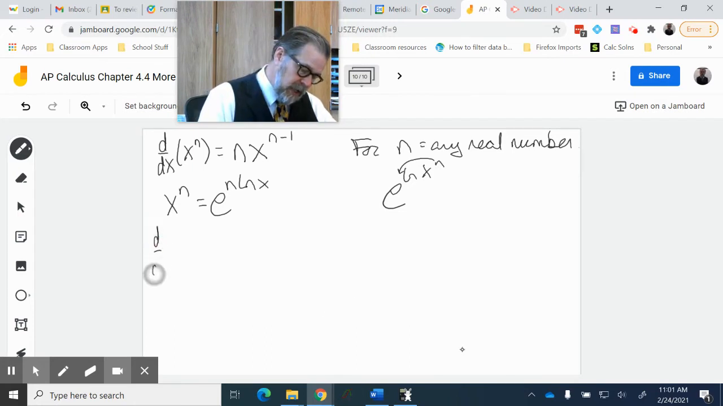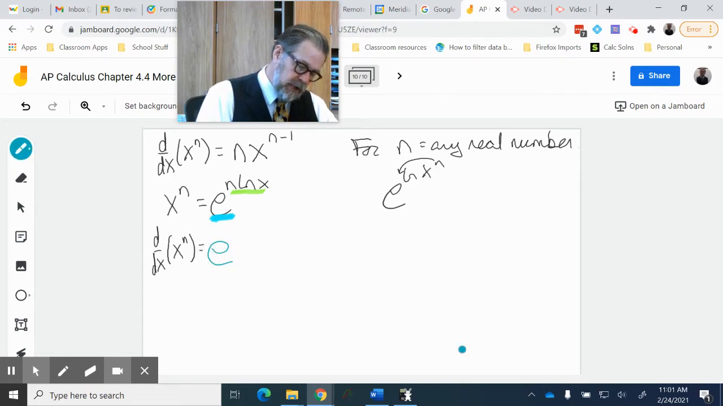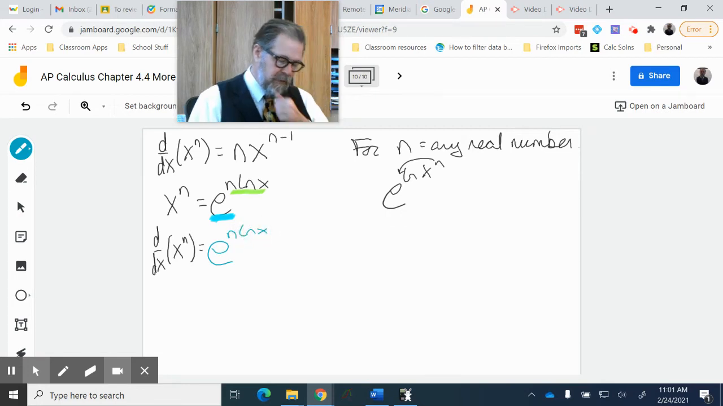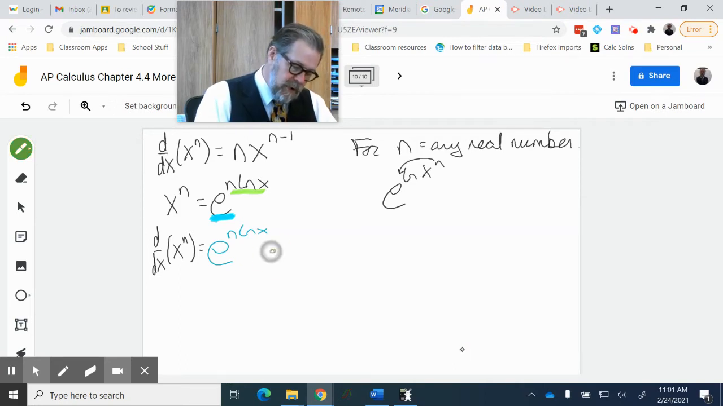So let's take the derivative. And the derivative of this, again, we'll remind ourselves that this is the outer function, this is the inner function. The outer function does not change when I take the derivative. The derivative of e to the u is e to the u times the derivative of n natural log of x. Well, n is a constant, so the n will just stay there, and the derivative of natural log of x, of course, is 1 over x.